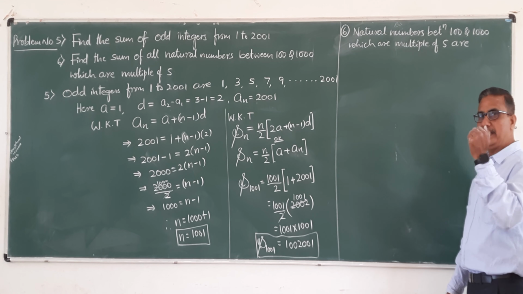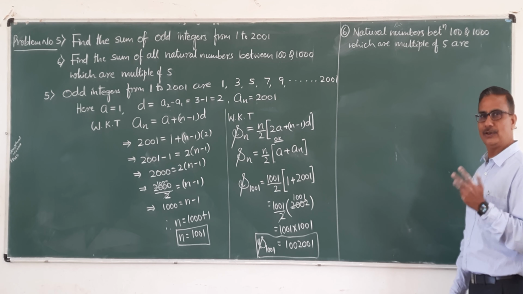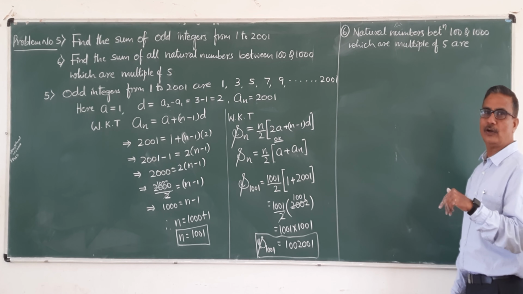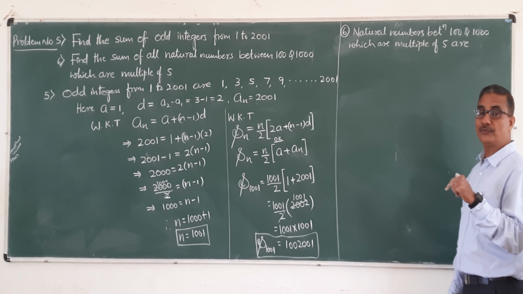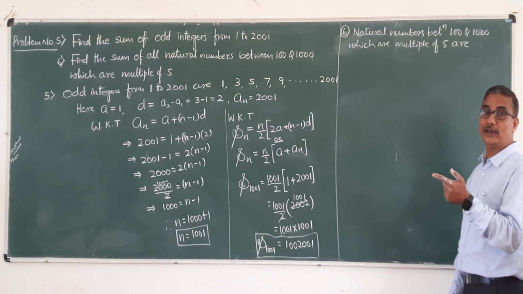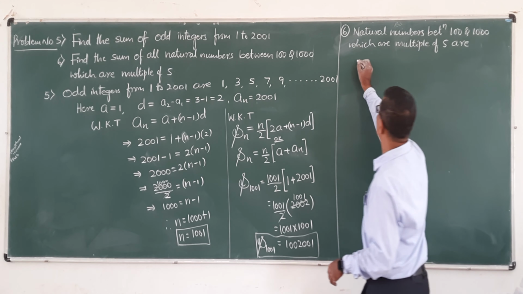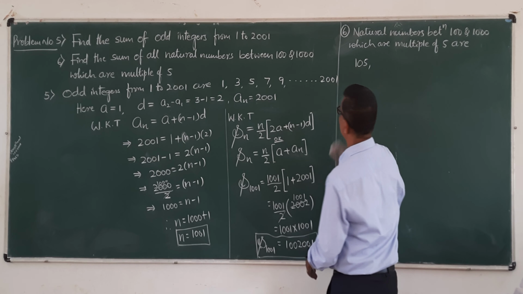Is 101 divisible by 5 exactly? No. Take 102, 102 divided by 5, no. Take 103 divided by 5, no. 104 divided by 5, no. 105 divided by 5, yes. 5 ones are 5, 5 twos are 10, 5 twenty-ones are 105. So the first number is 105.